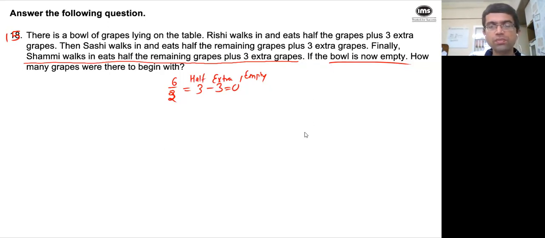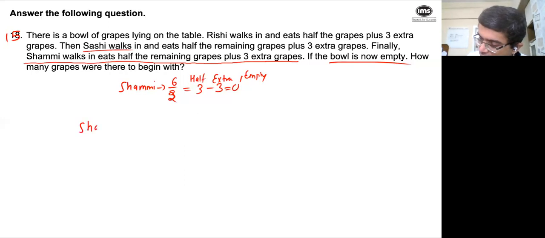So when Shammi entered, there were 6 grapes. He ate half of them, that is 3, and 3 additional. So he ate all 6. Right? So this happened when Shammi entered. 6 of them, half of them eaten, 3 left. He ate 3 extra. So 0 was left. Who had entered before him? Shashi had entered. No, Rishita, don't worry. We will find the right answer, not a directional answer.